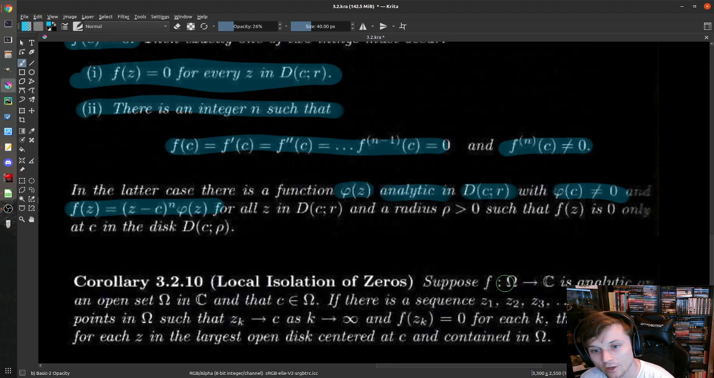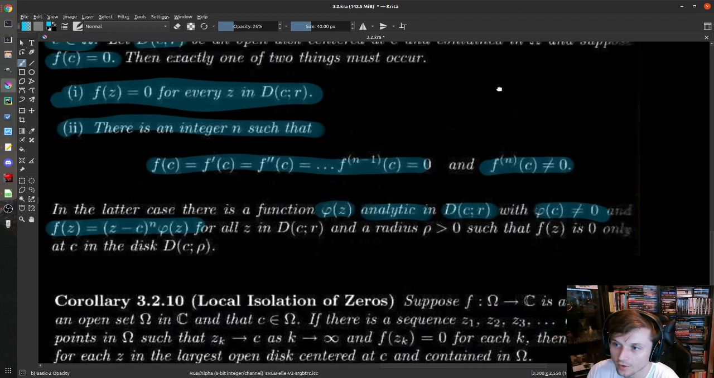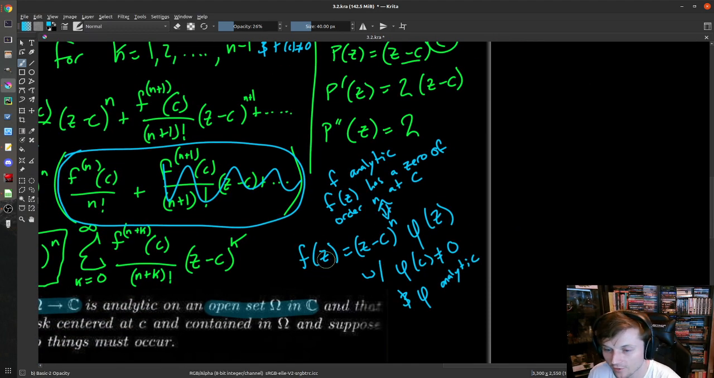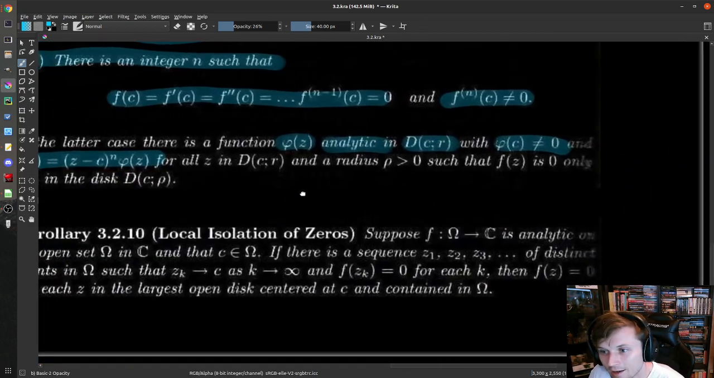And there is some radius rho such that f of z is 0 only at C in the disk centered at C of radius rho. Essentially think of it like this: since we're breaking down our function f as f of z equals z minus c times phi of z, this guy, if it's not equal to 0 and it's analytic, well, we know what it is. We've written it out over here, right? This guy is obviously continuous, so if it's non-zero at a point, then it's non-zero very close to that point. So if it's not 0 at C, then you can get some little tiny disk around it where it remains non-zero. And that is the gist of it.